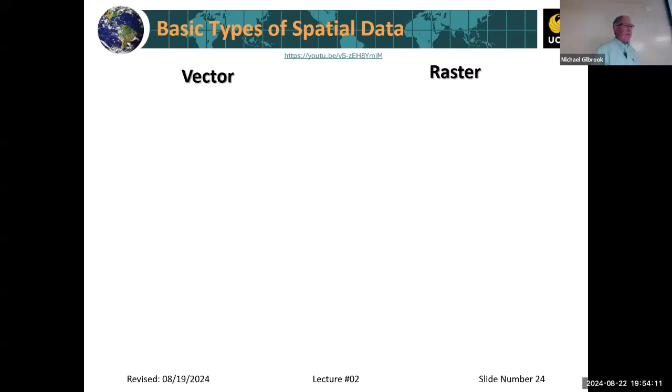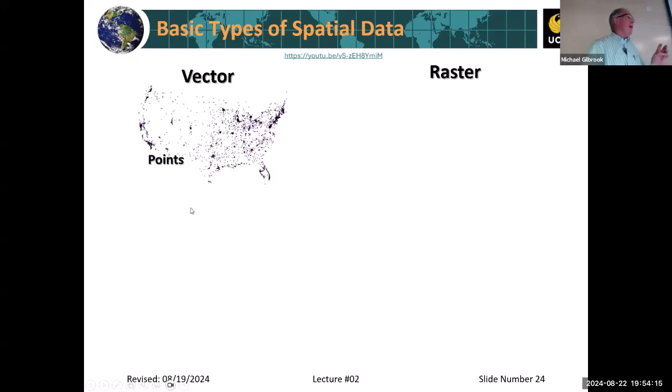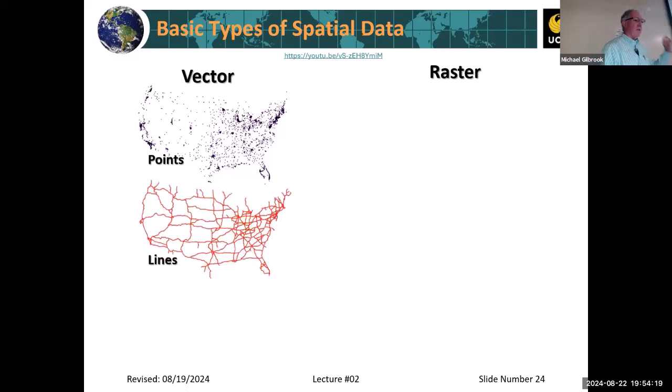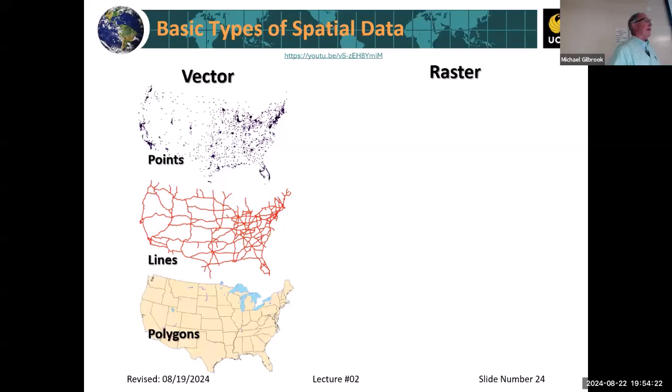All right, so what is vector data? Vector is data that consists of either points or lines or polygons. So when you think about it, pretty much everything on the surface of the planet or underneath for that matter can be represented on a map as either a point, a line, or a polygon. Somebody give me an example of something that would be represented as a point. Well, that's like a specific UCF.